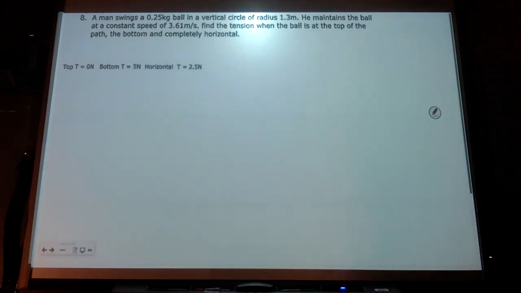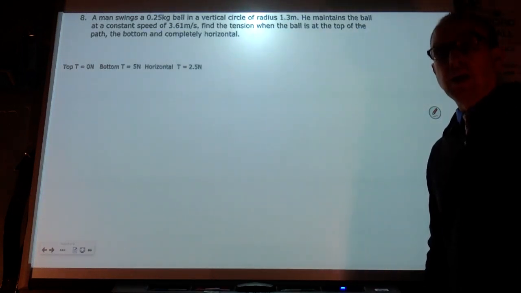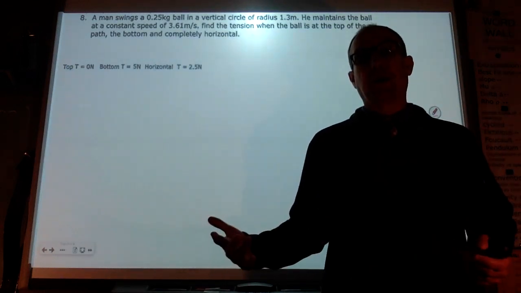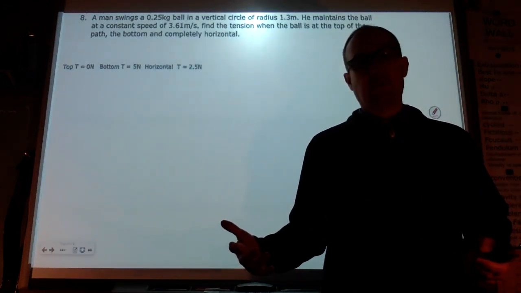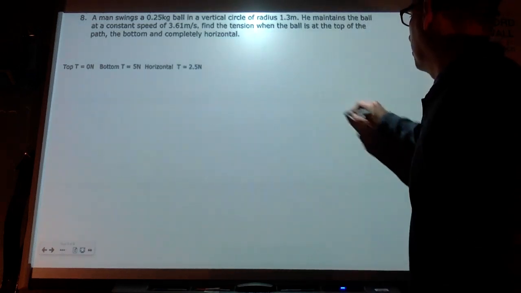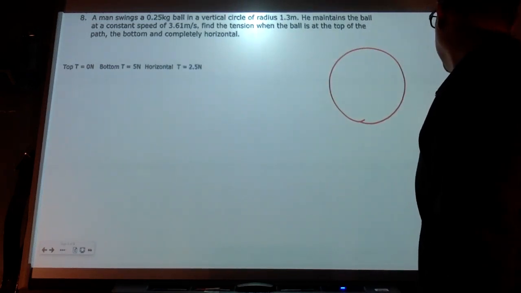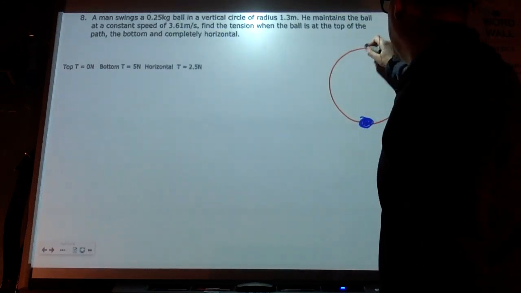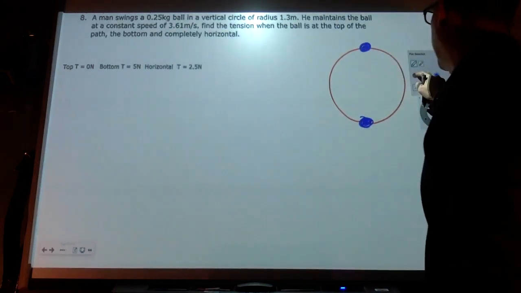All right, now we have a vertical circle. This is different because in a horizontal circle at constant speed, your tension is going to be constant. That's not going to be the same in a vertical circle. So we're going to look at our circle here. I have a spot at the bottom and a spot at the top that are of interest to me.